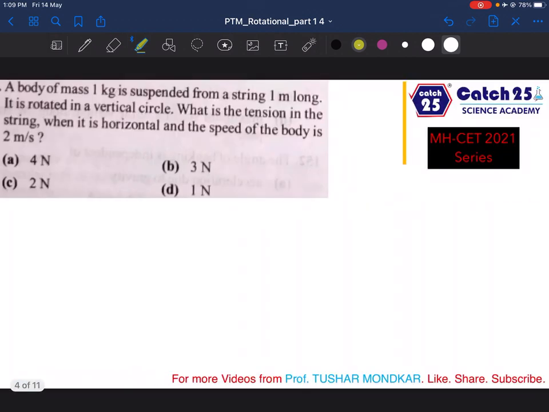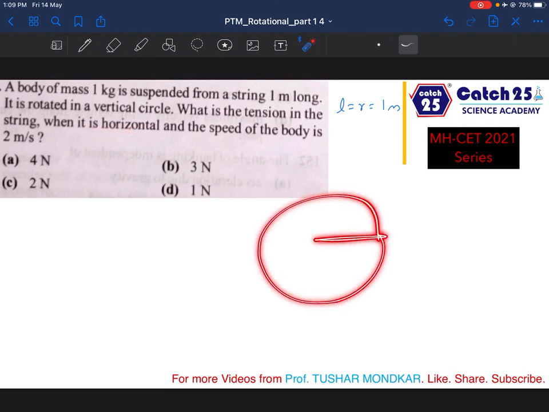The first sum that we are solving is this. A body of mass 10 kg is suspended from a string 1 meter long. So the length now will behave as a radius, so L equals R. It is rotated in a vertical circle. This is your hint of vertical circular motion. What is the tension in the string when it is horizontal? Horizontal means midway position, correct?